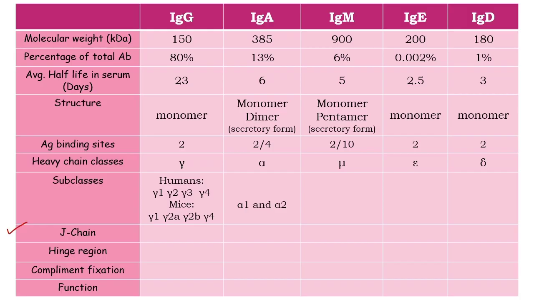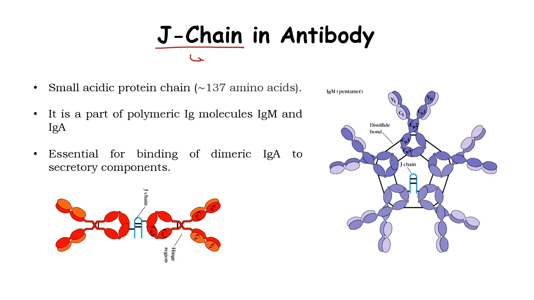Next is J chain. J chain stands for joint chain. It is a small acidic protein which is made up of approximately 137 amino acids. It is not found in monomeric immunoglobulin. It is a part of polymeric immunoglobulin such as IgM and IgA, though it is not required for polymerization of the immunoglobulin.